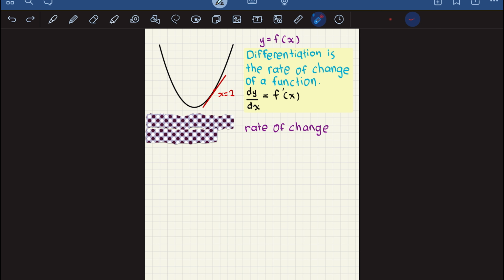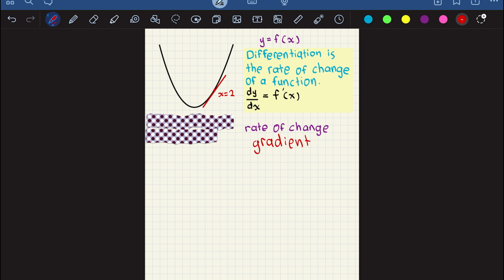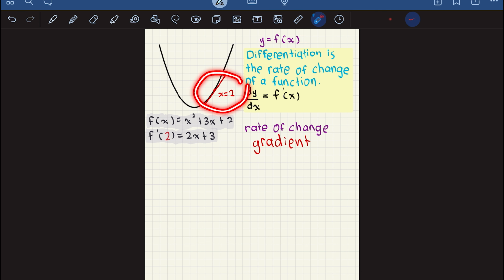Differentiation is the rate of change of a function. The concept of it is y equals f(x). We'll differentiate it. It becomes the derivative dy over dx, also known as f prime x. Rate of change is also known as gradient, which is how quick the rate of change is. If we have a curve, we can find how quick the rate of change is by the tangent point of the curve. For an example, my tangent point here is x, which is equals to 2.